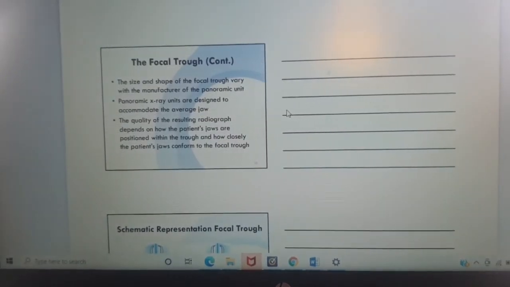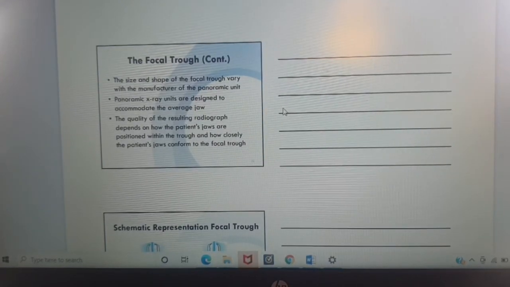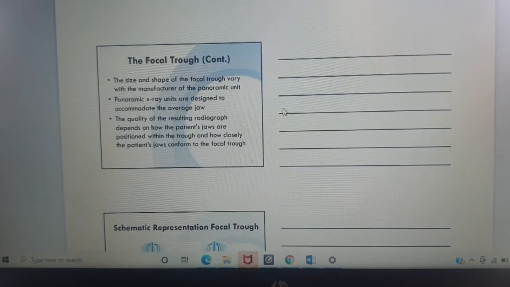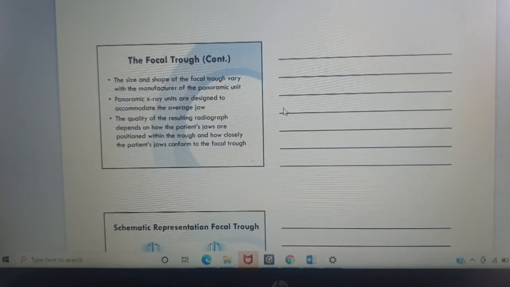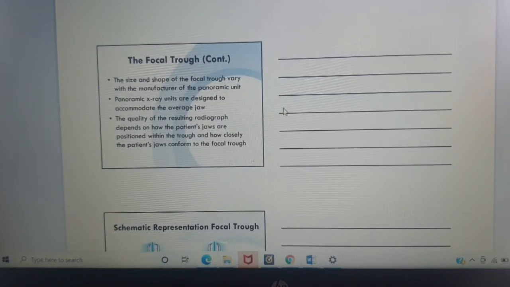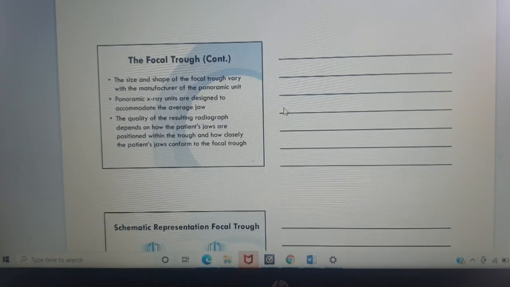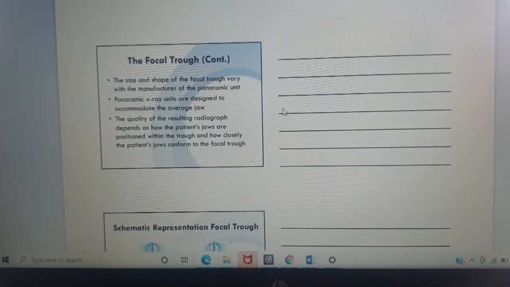So what I also need you to be aware of is that the size and shape of this focal trough will vary from one manufacturer to another. Hence, I started off this extraoral technique by showing you the Sirona pamphlet. So it is very important that every time a piece of equipment comes into the practice, you read the manufacturer's instructions. The same applies to panoramic units. Read the manufacturer's instructions, understand where that focal trough is so that you can implement it and give resultant sharp images to your dentist at all times. So it's very, very important to read.